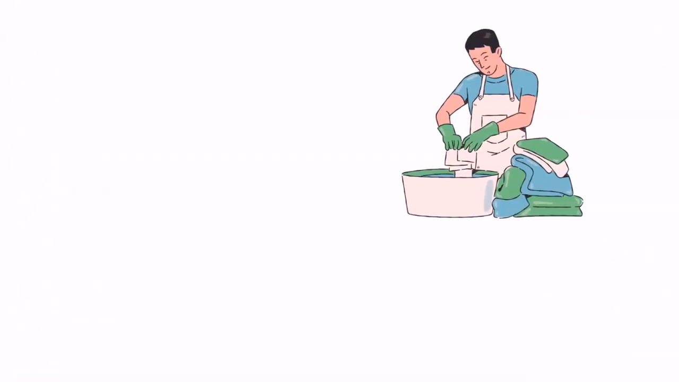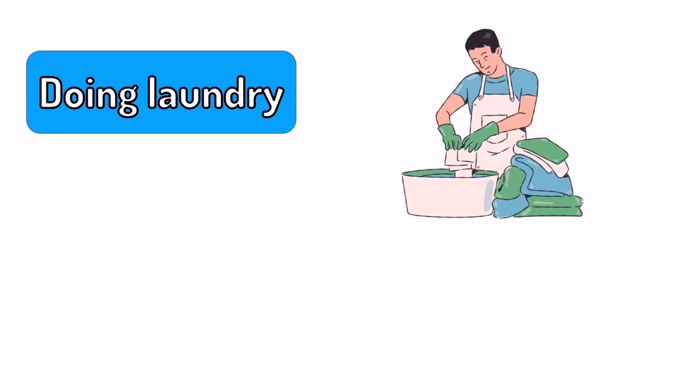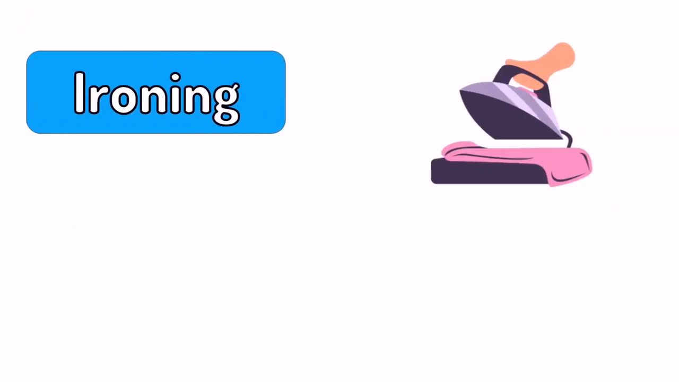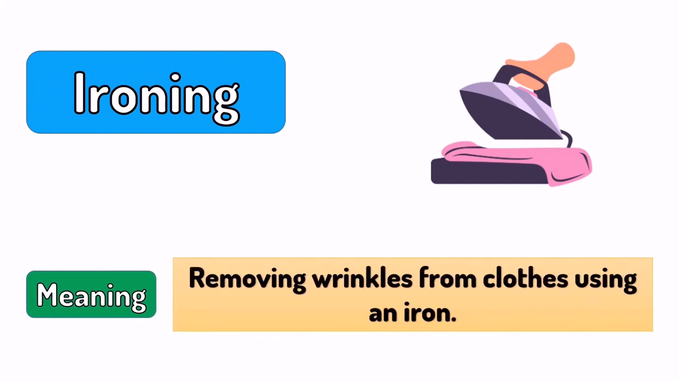Doing laundry. Doing laundry means washing, drying, and folding clothes and other fabric items. Ironing. Ironing means removing wrinkles from clothes using an iron.